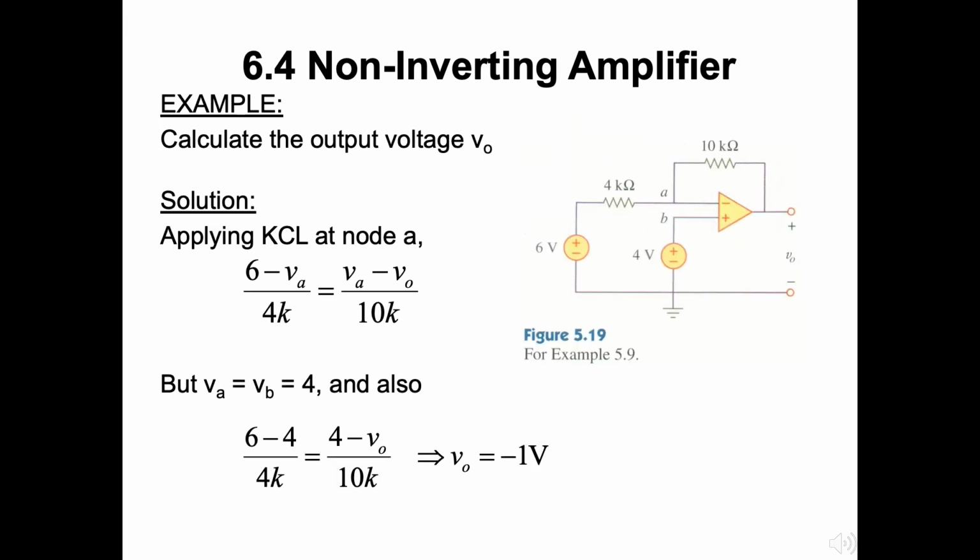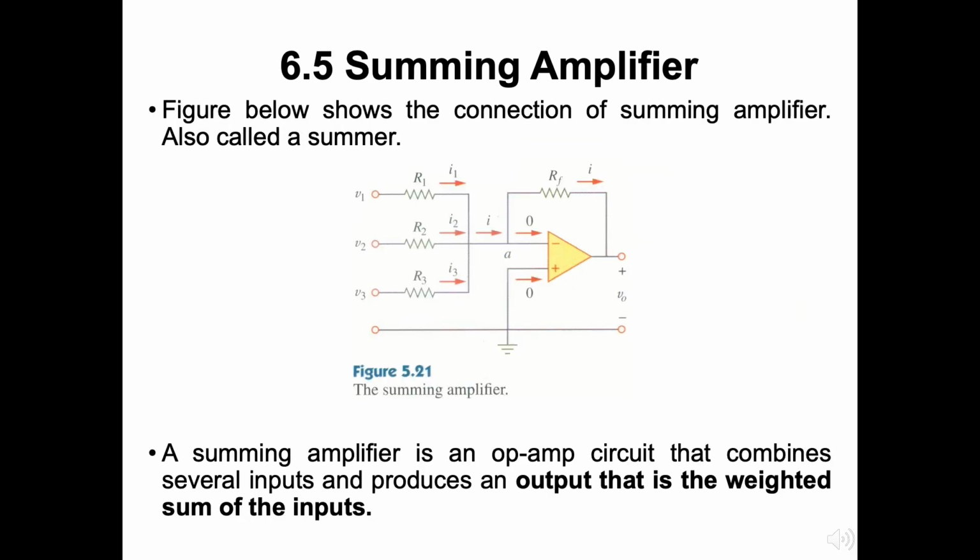To get an idea about the non-inverting amplifier, we will have this example. We need to calculate the output voltage VO. Applying KCL at node A, the voltage differences for the currents are represented by this equation in the middle of this slide. Later, as VA equals VB and equals 4 volts, the output voltage will be calculated, and it is 1 volt.